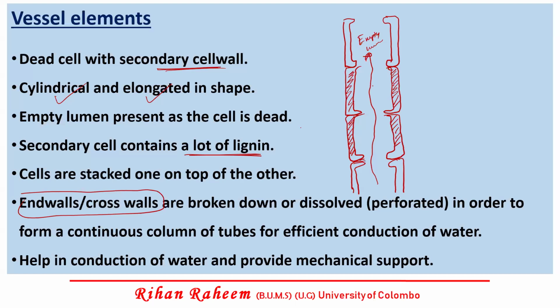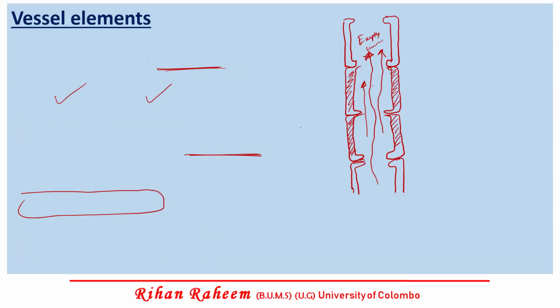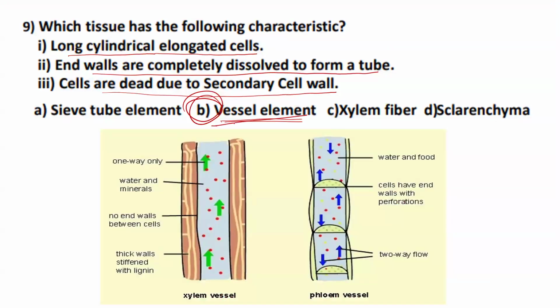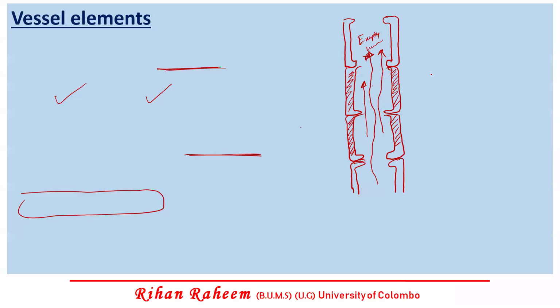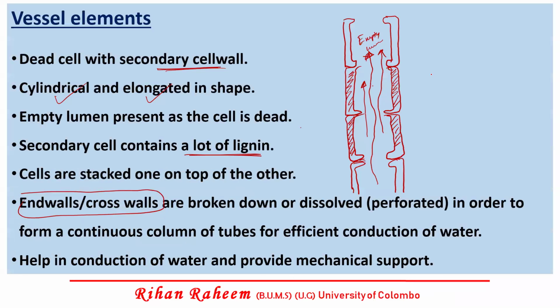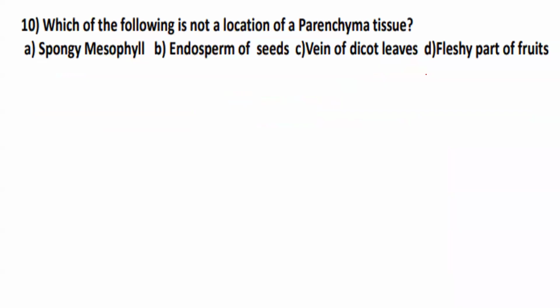Water can easily travel upwards. So vessel elements transport water in this manner. There is no barrier. All the center parts, the end walls, are dissolved completely. So from that wording only we identified that these are vessel elements. End walls are completely dissolved to form the tube. I hope you all are clear about it.